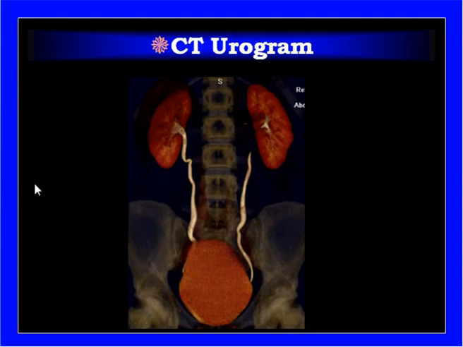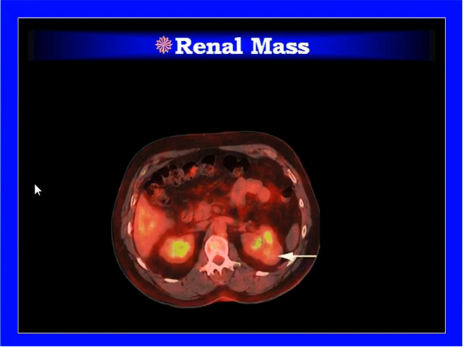Now the first image is CT urogram. This is a colorful image, but this is a real one. You can see the kidneys, you can see the ureters coming down in the lighter color, and the urinary bladder which is filled up to its extent with the urine. Same patient, axial image, but here you can see a small renal mass in the left kidney which is depicted by the white arrow.